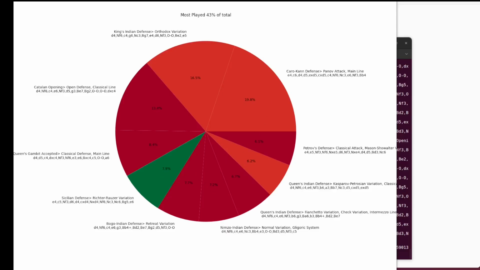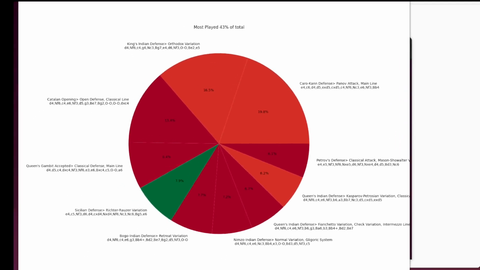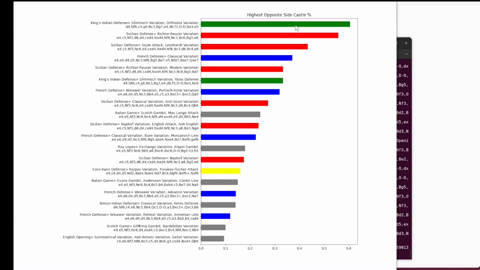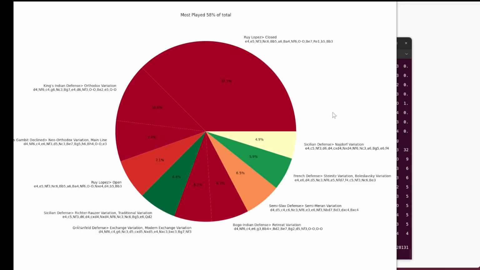And you can see the Richter Rouser is the one which is in the top 10. But you can see it's down to 43%, so this is less than half the games now in the top 10. But King's Indian Defence, same-ish variation, Orthodox variation, more than 50% opposite side castling. Another same-ish variation, very high percentage. And then mixed in with Richter Rouser, Sozin attacks, classical variations, Najdorf variation, and still got a Caracan in there and a bunch of Frenches. Going to stop at a certain point.